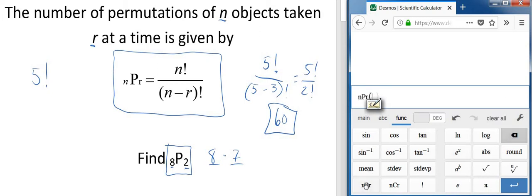So if you push NPR, and then just do 8, 2. Hey, it comes up and says 56. Again, that's 8 times 7. What if I did the 5, 3 like we just did?